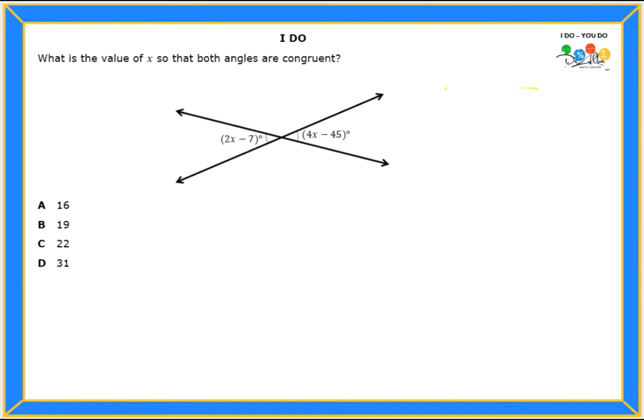And it says, what is the value of x so that both angles are congruent? So I'm looking for the value for x, and once I find the value for x, that will help me show or demonstrate proof that my angles are congruent. Now, there is one geometry statement that is very important for us to know, and that's going to help me to set up my problem.